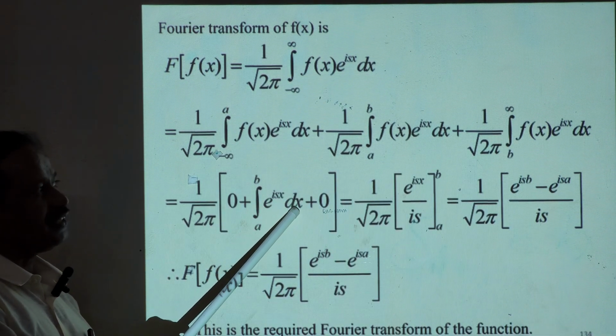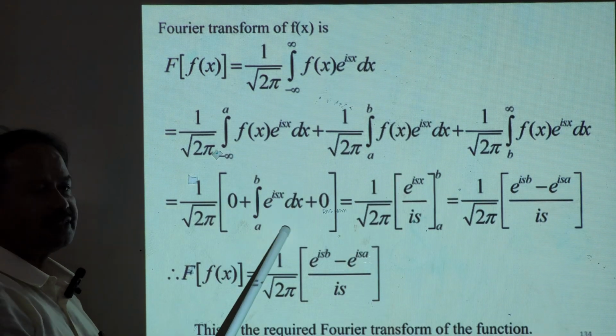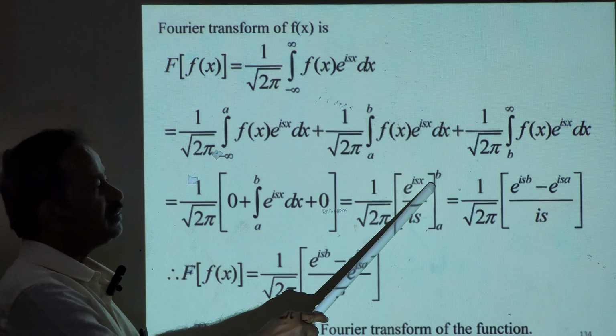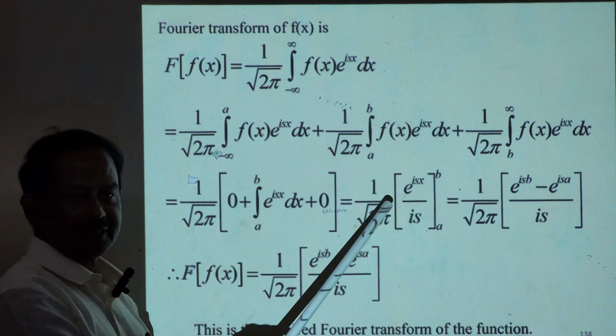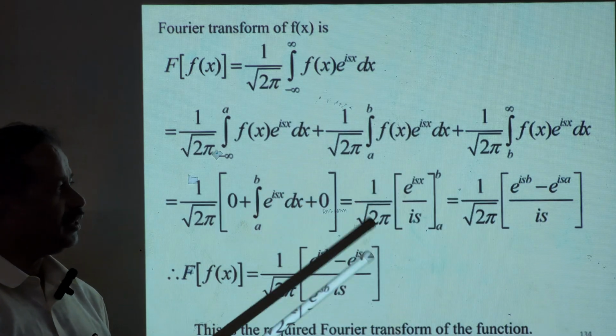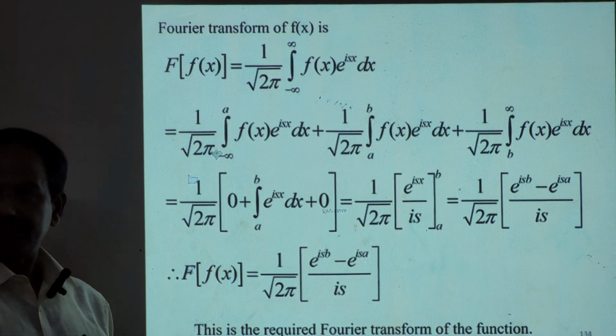So e power isx dx, this again becomes 0, so 0 here. So we have only this term alone: 1 divided by root 2 pi, e power isx, after integration that will give you is. Substituting the upper limit will give you e power isb, substituting the lower limit will give you minus e power isa, divided by is.